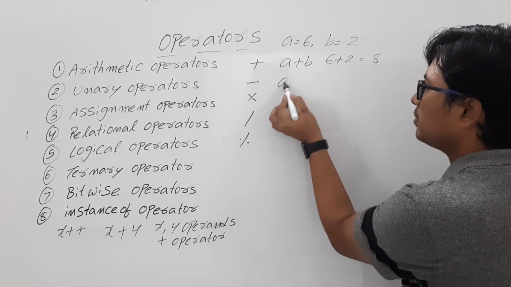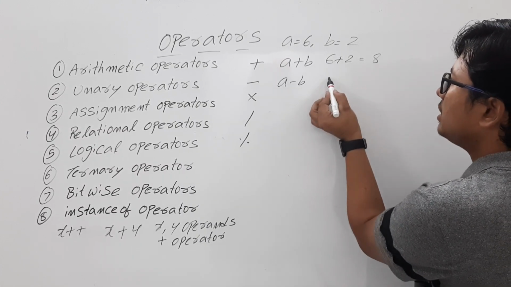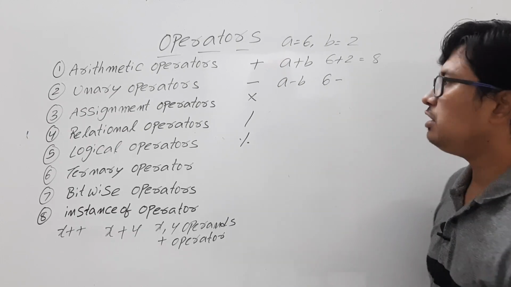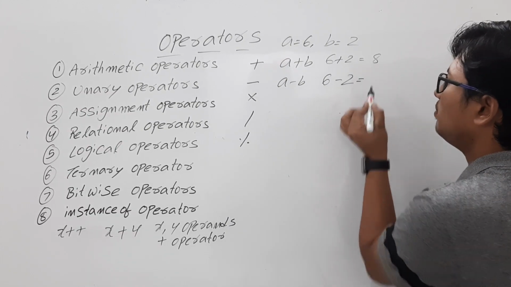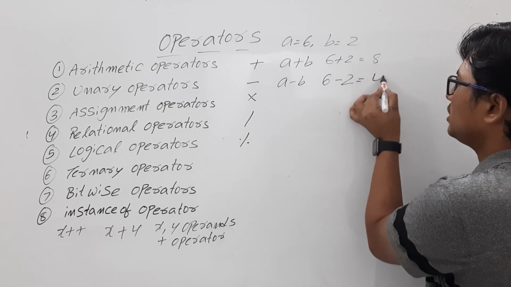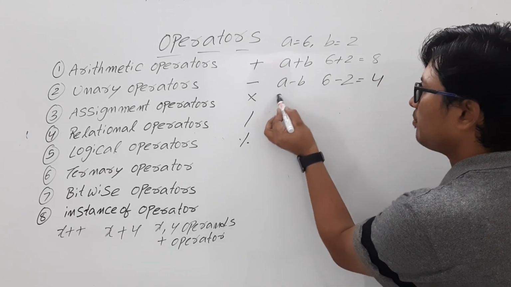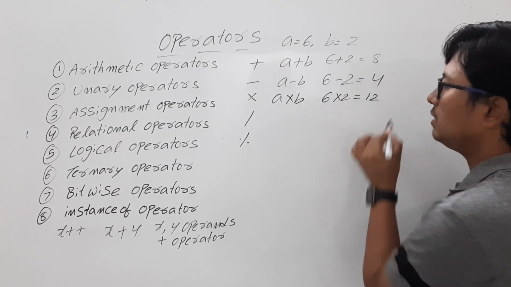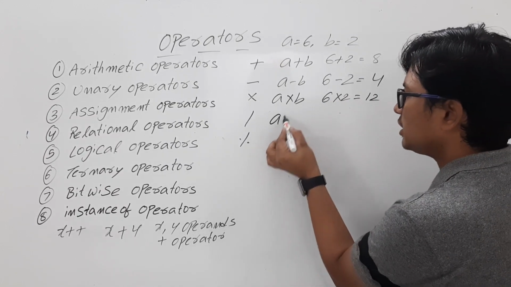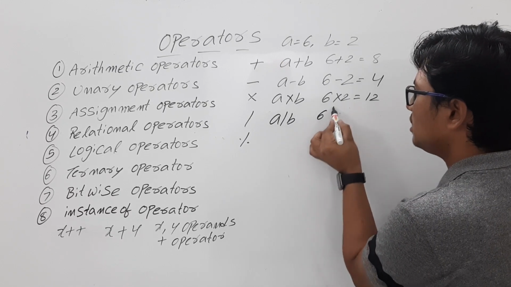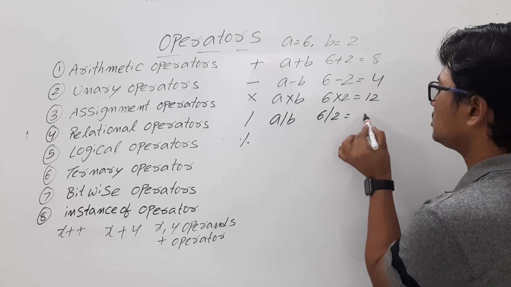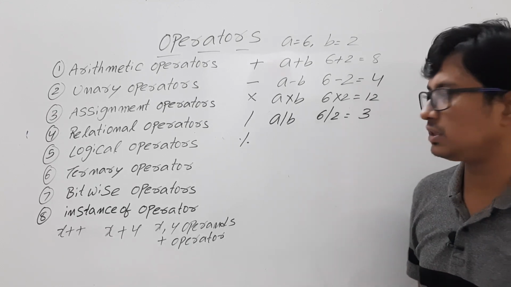Similarly, if I perform a minus b, meaning the value in the variable a minus the value in the variable b, 6 minus 2 is equal to 4. Similarly, if I perform a into b, which will be 6 into 2, will be 12. If I perform a division b, which will be 6 division 2, the division will give you the quotient. 6 by 2 will be equal to 3.